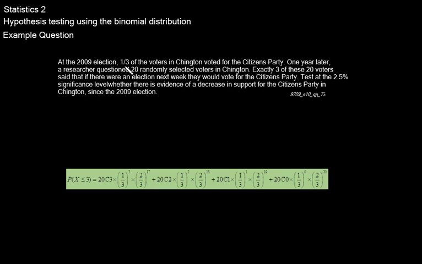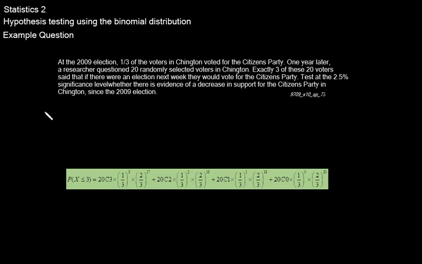2009 election, 1/3 of the voters in Qingdao voted for the Citizen Party. 1 year later, a researcher questioned 20 randomly selected voters in Qingdao. Exactly 3 of these 20 voters said that if there were an election next week, they would vote for the Citizen Party. So we need to test at the 2.5% significance level to see whether there is evidence of a decrease in support for the Citizen Party.